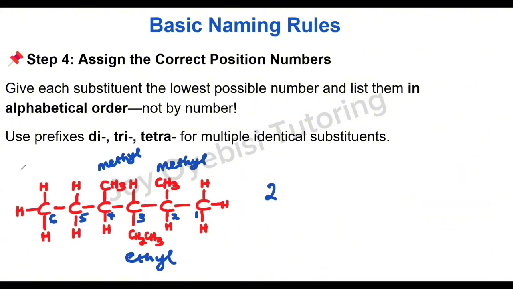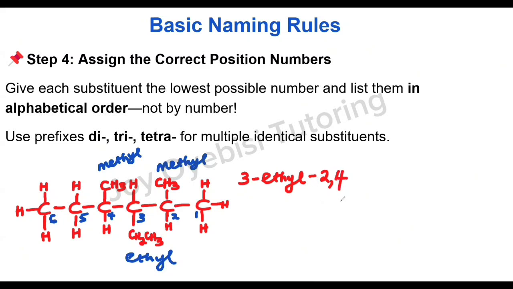So remember, we name alphabetically. And when naming, the substituents come first. In alphabetical order, the ethyl group comes first. So the position of the ethyl group is 3. So that will be 3-ethyl. Then on carbon 2, I have 1 methyl group. We have another methyl group on carbon 4.